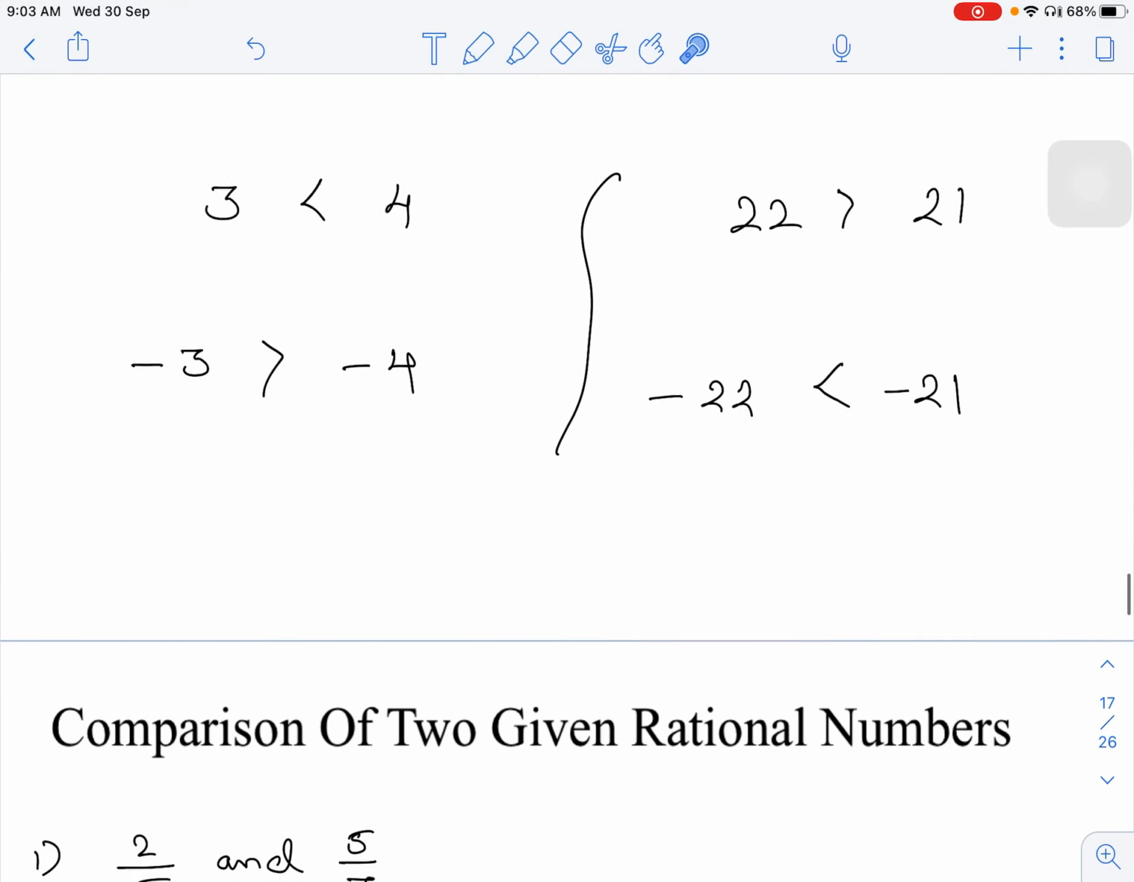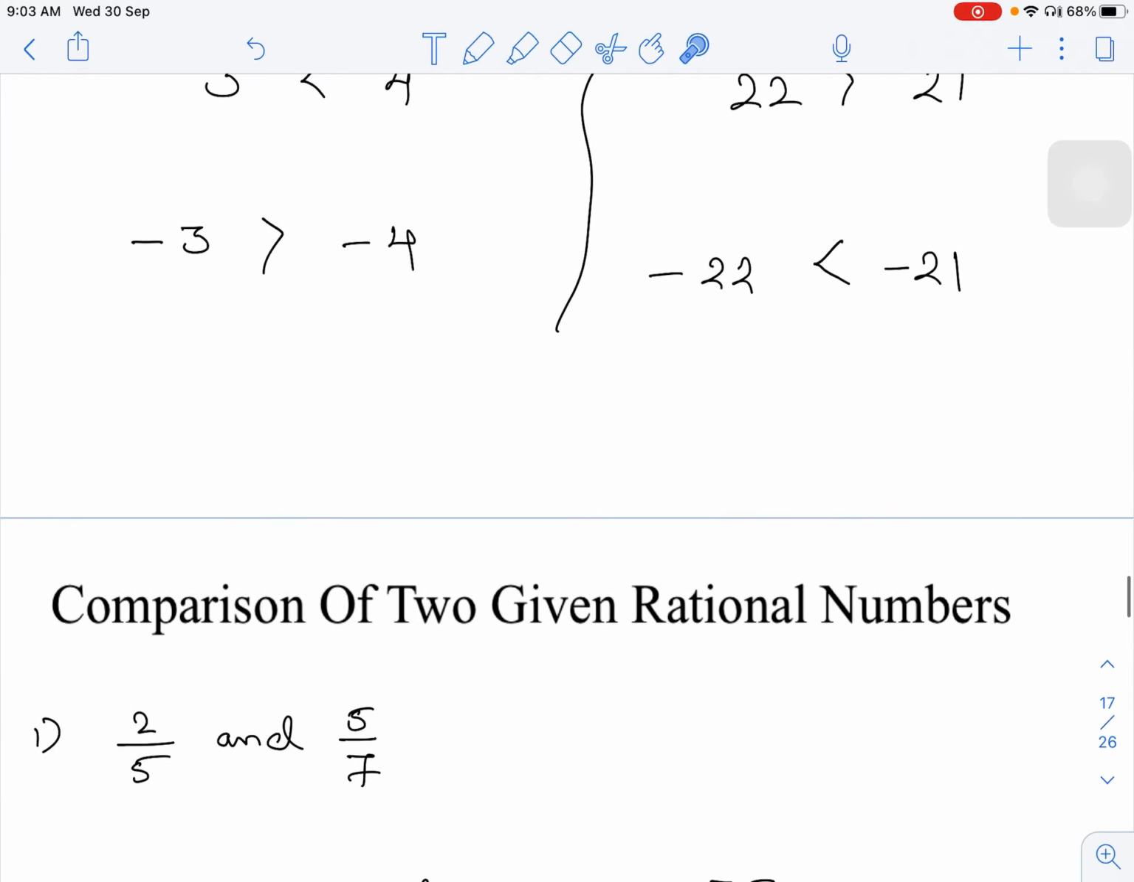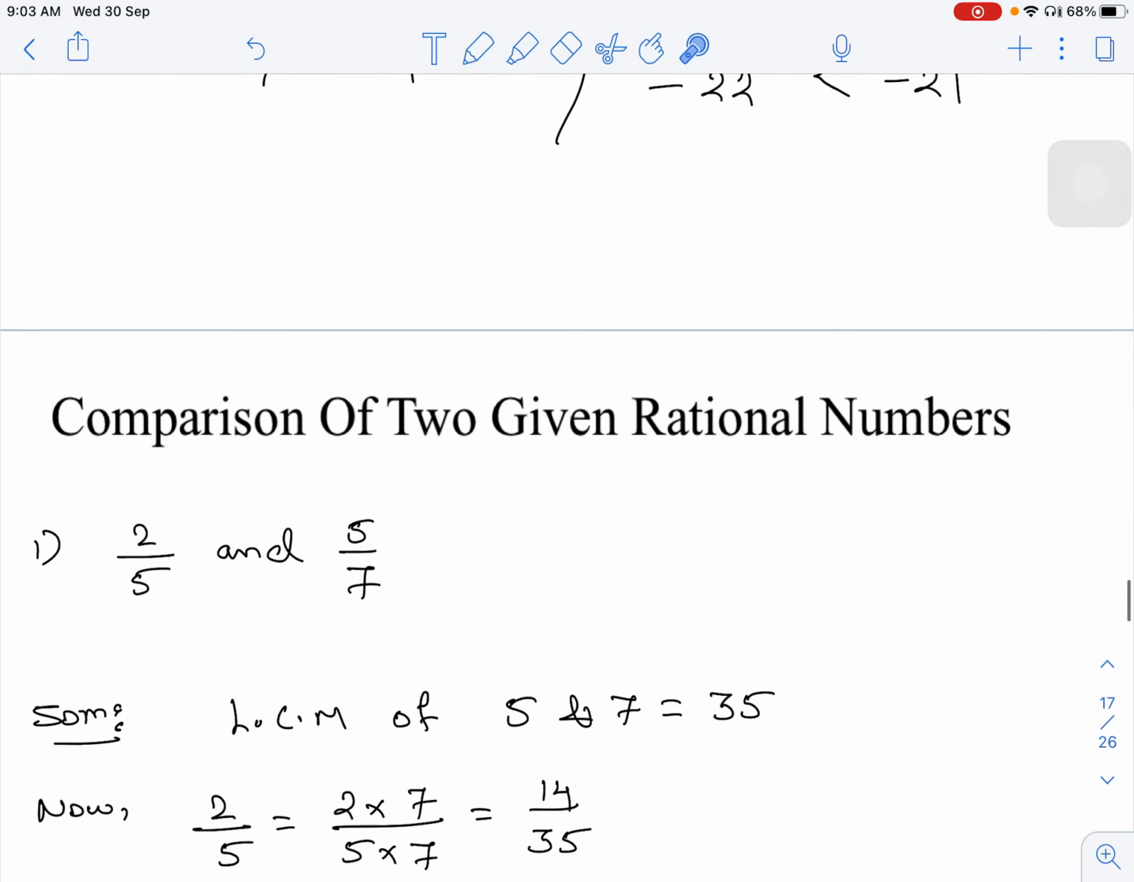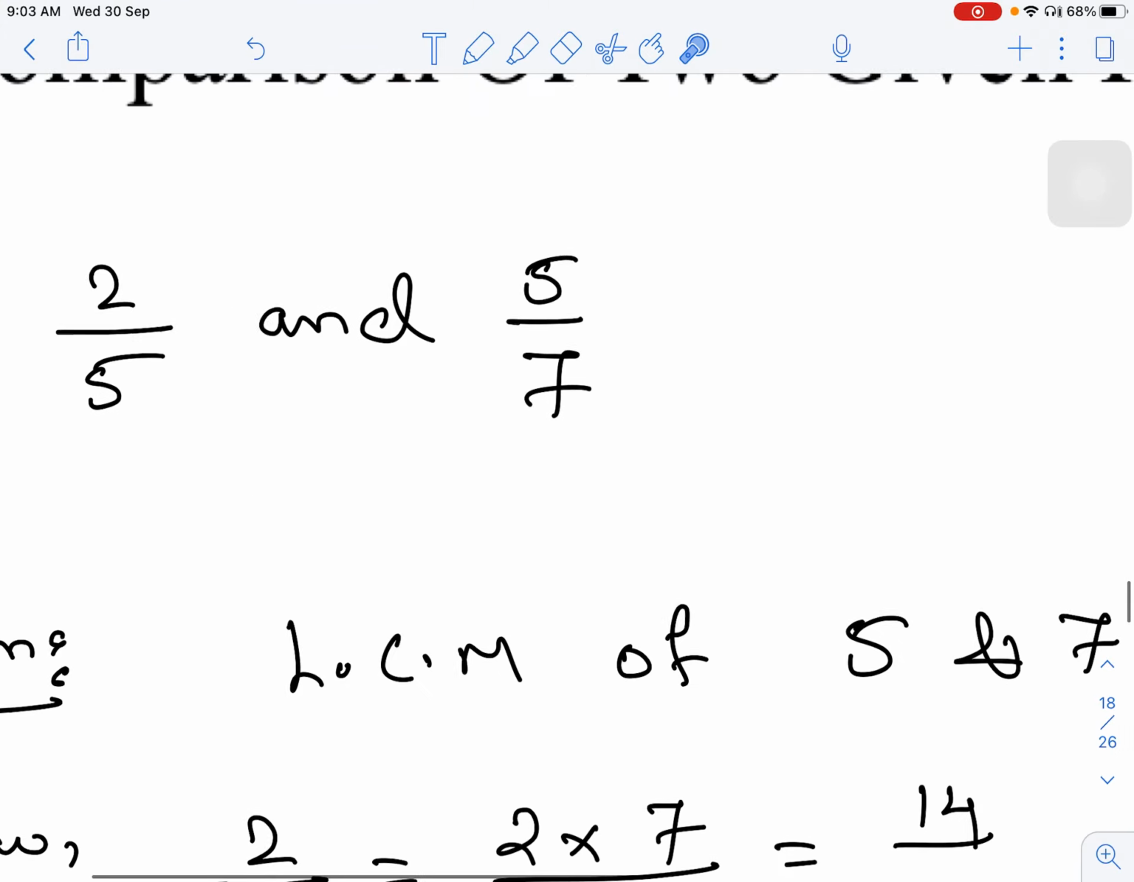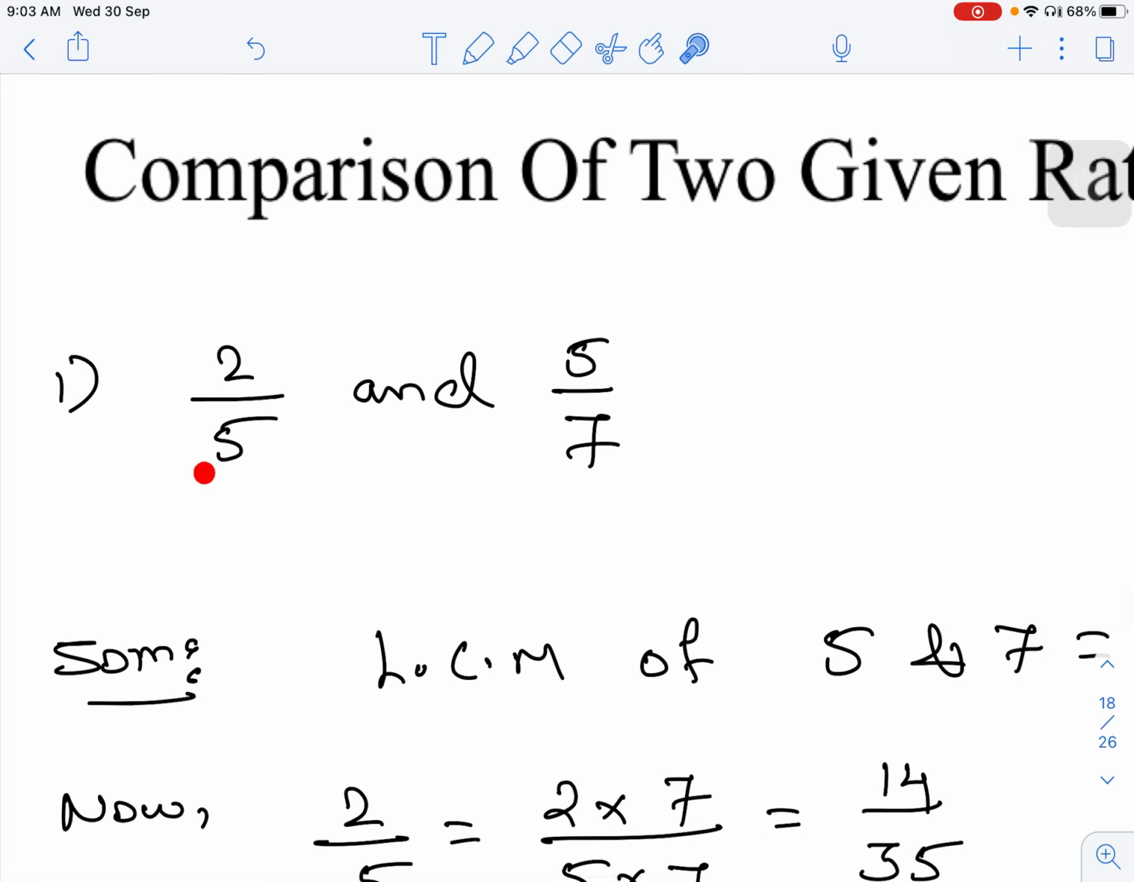But now how to compare between given two rational numbers? That is our next topic, comparison of two given rational numbers. So let us see it one by one. Now we have our first example, that we have to compare between 2 upon 5 and 5 upon 7. Both the numbers are positive numbers, so we cannot directly compare between these two numbers.